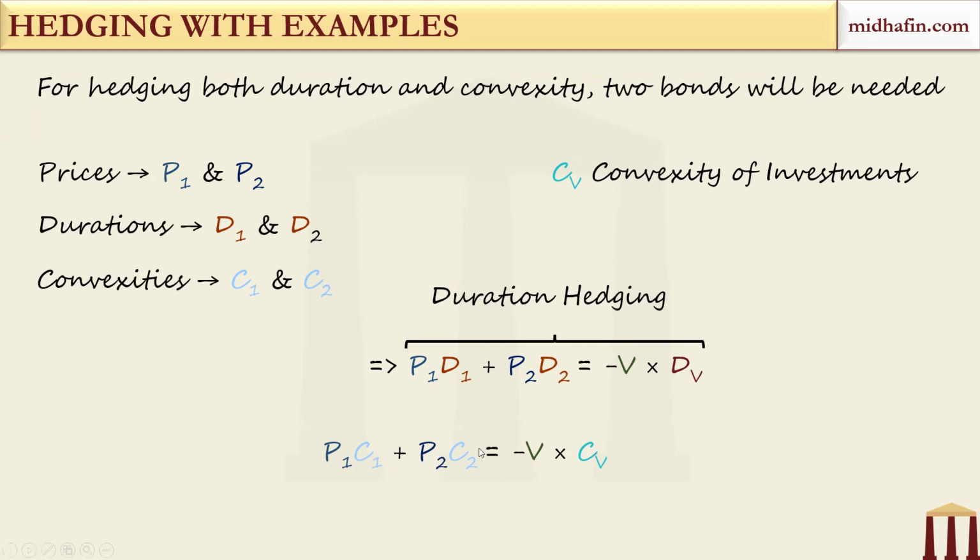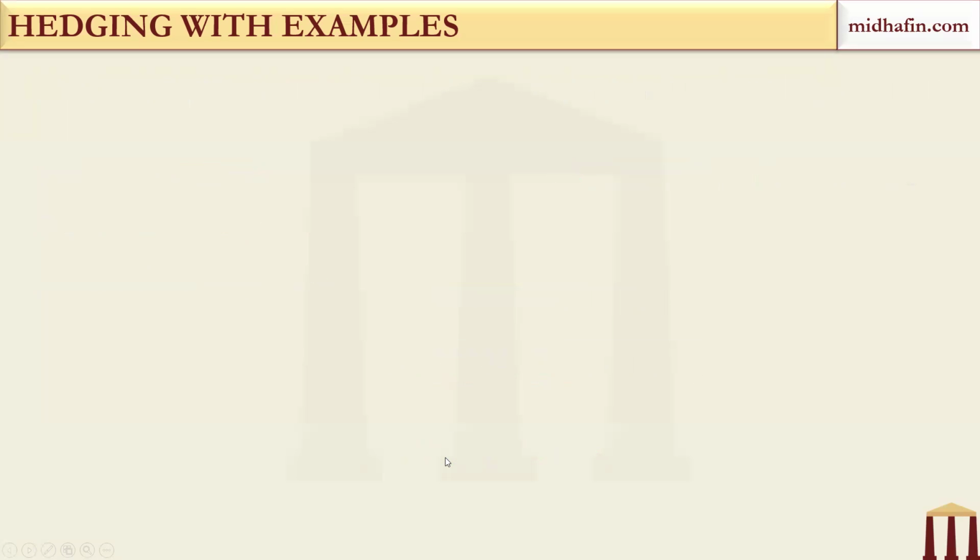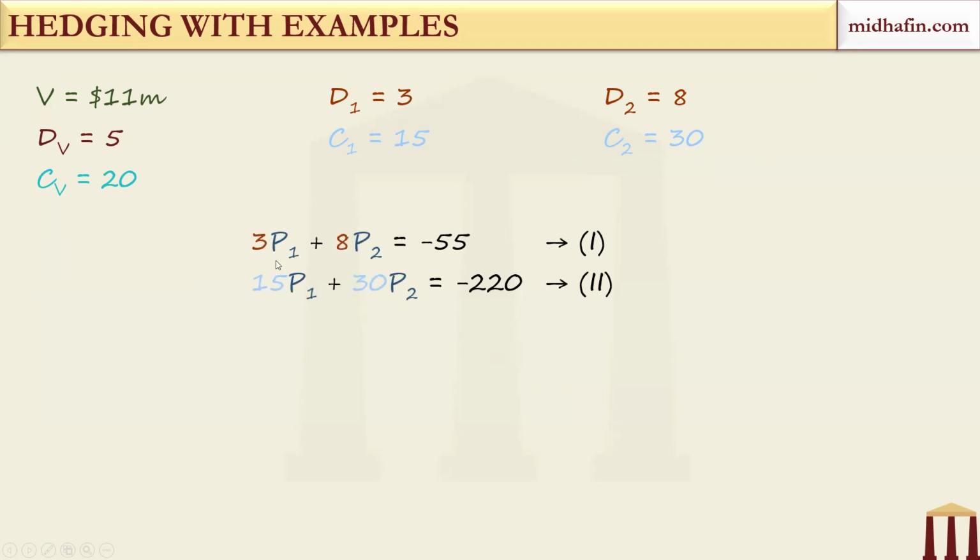Now we have a linear equation in two variables. Two things are not known to us: first is the position in one, second is the position in two. That is something I'll calculate. So for a linear equation in two variables, I require two equations, and I have two equations. I'll just put in the values. This is the value given to me for my existing portfolio. Value is $11 million, duration is 5, convexity is 20. First hedging instrument has a duration of 3 and a convexity of 15. Second hedging instrument has a duration of 8 and convexity of 30. I just put in place the relevant values.